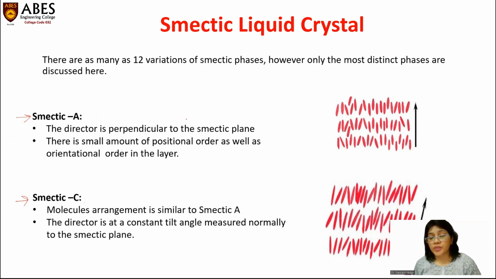Now, smectic liquid crystals have positional order as well as some orientational order. In smectic A, the maximum number of molecules are oriented parallel to the director, and the direction of the director is always perpendicular to the plane of the molecules. This is the plane of the molecules, and the director is perpendicular to it. Similarly, the long axis of the molecules is also perpendicular to the plane.